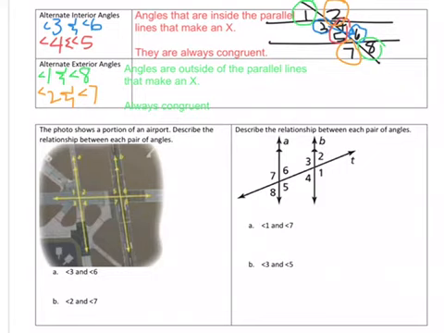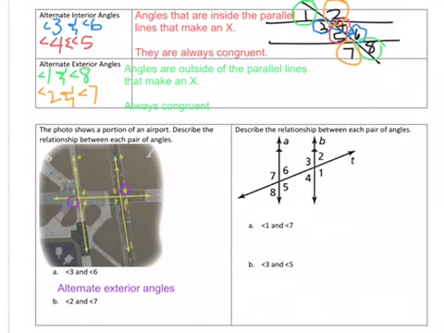So let's look at the bottom examples. The photo shows a portion of an airport. Describe the relationship between each pair of angles. We just have to say what they have in common. So we're talking about angle 3 and angle 6. So this is just kind of explaining what they are, which we just talked about. They're exterior angles, and then they're on the opposite side of a transversal. So they are alternate exterior angles. They make a large X, just like we did at the top with 1 and 8 for our examples.